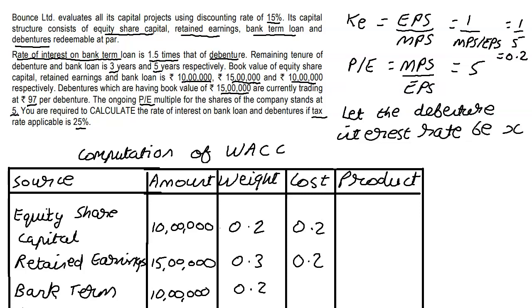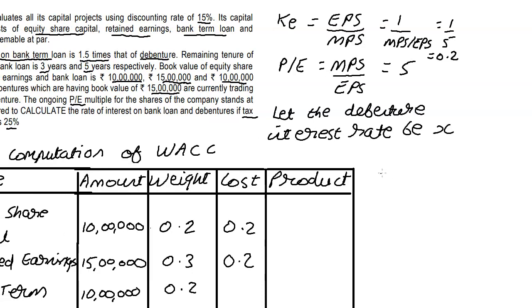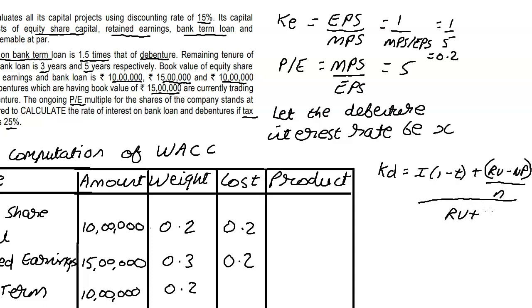Our formula for KD, and I'm going to write it on this side here, is I open bracket 1 minus T, plus RV minus NP, that is redemption value minus net proceeds. So one more time: interest times (1 minus tax), plus redemption value minus net proceeds upon the number of years N, and this whole thing is divided by RV plus NP, redemption value plus net proceeds, upon 2.